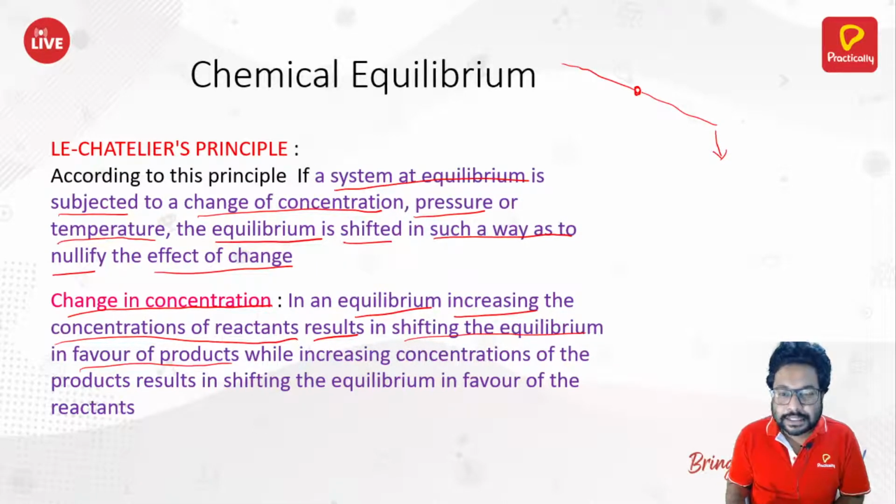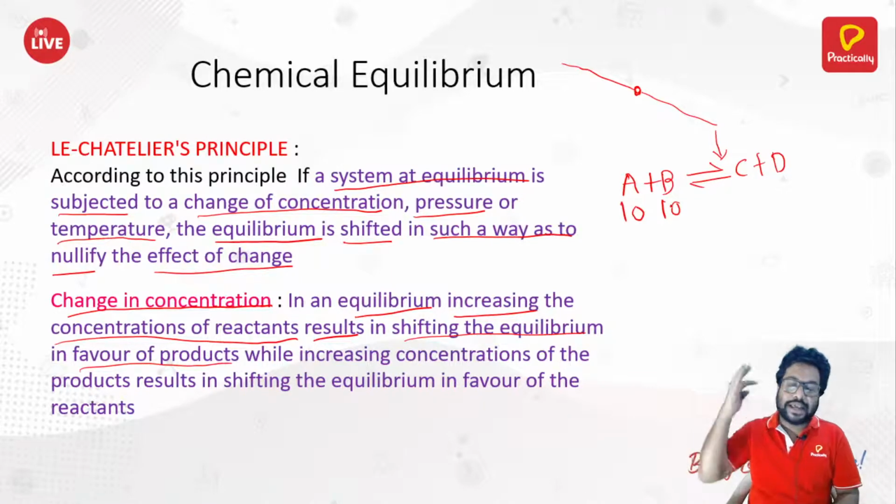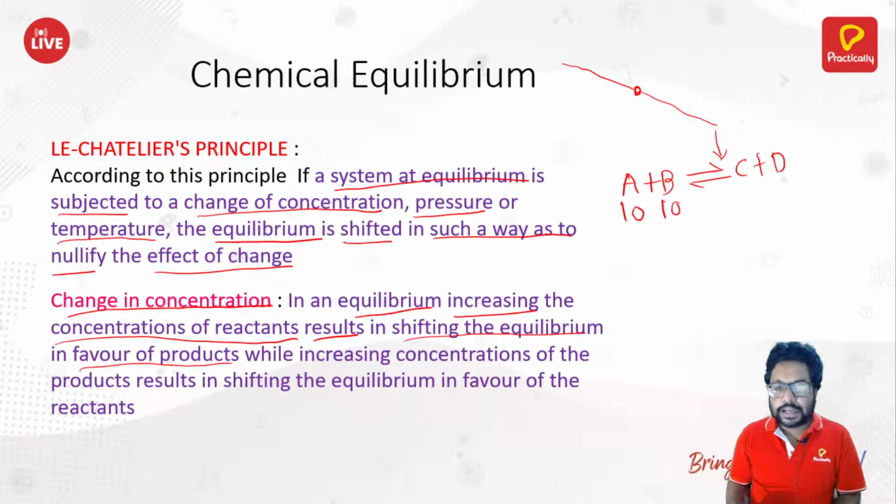Let's take, suppose, A reacting with B to give you C plus D. Let's put it in a very simple way. Suppose initially you have 10 moles of A and 10 moles of B. When the reaction was proceeding, it formed 5 moles of C and 5 moles of D, and then equilibrium was achieved.